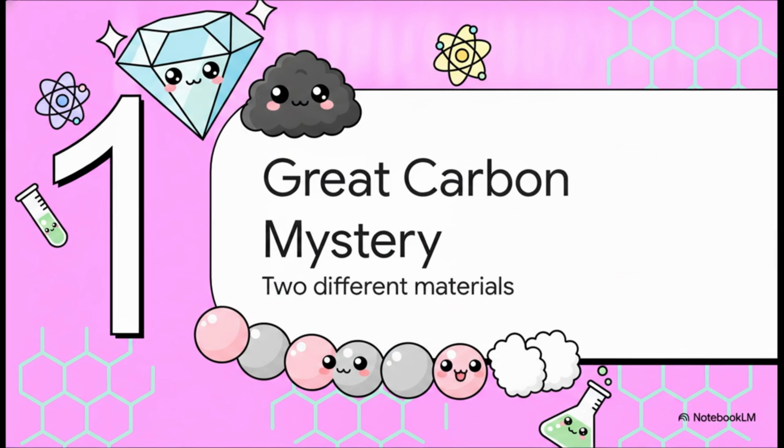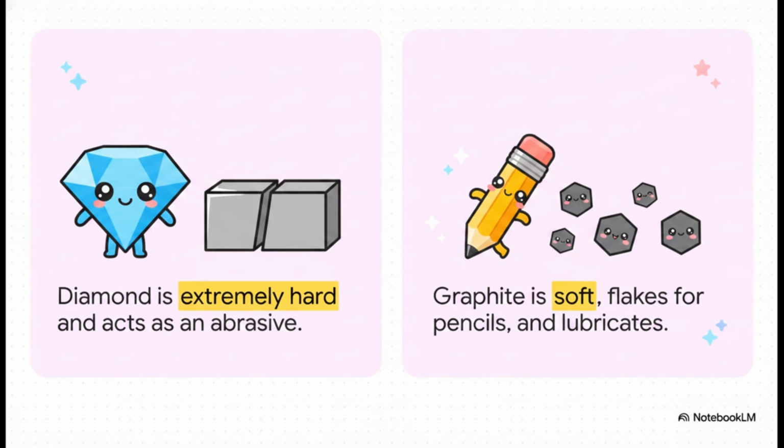So, let's get into Section 1, the Great Carbon Mystery. Two wildly different materials. Just think about the extreme contrast between these two substances for a second. On one hand, we have diamond. It's so famously hard, it's literally used industrially to slice right through solid metal. Pretty intense, right? Then, on the flip side, we have graphite. It is incredibly soft, it flakes apart effortlessly to leave marks on your notebook paper, and it's even used as a lubricant for heavy machinery. Honestly, you couldn't ask for two materials that behave more differently.